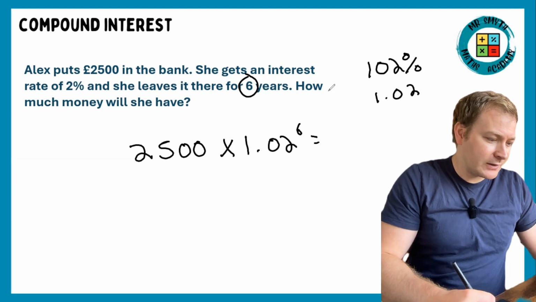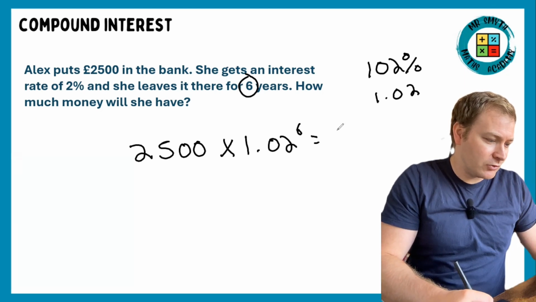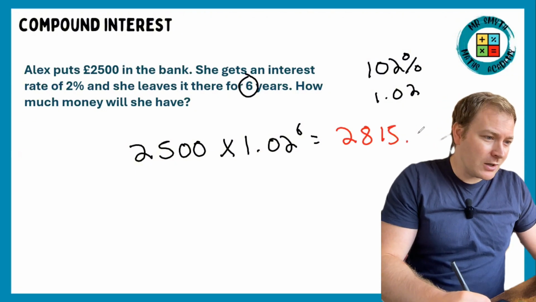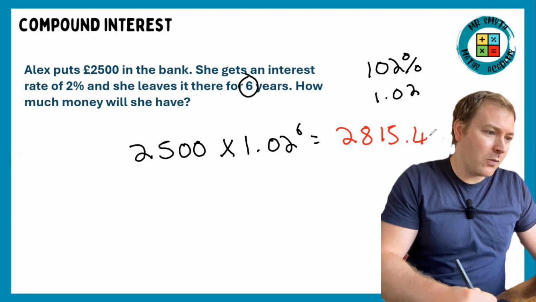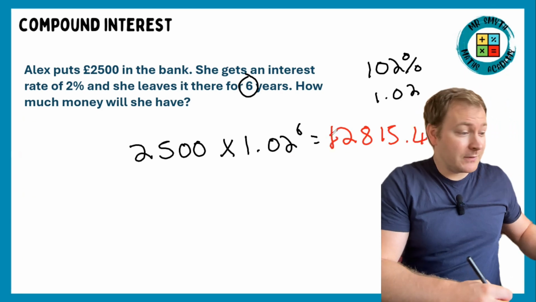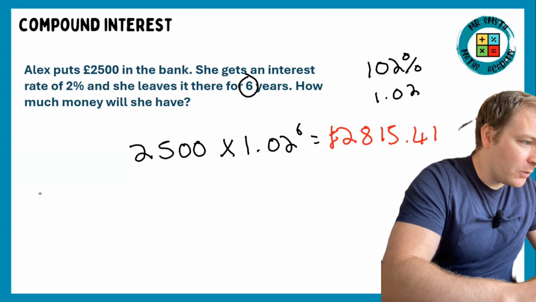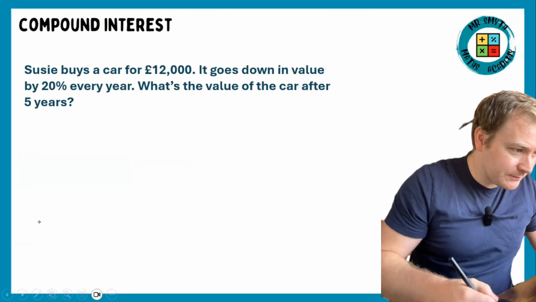Okay, and our final answer comes out as £2,815. Remember, 2 decimal places because it's money. So pounds and pence, so 0.41. Okay, and that's it. That's all you need to do for that type of question. Let's now take a look at one where the money decreases.